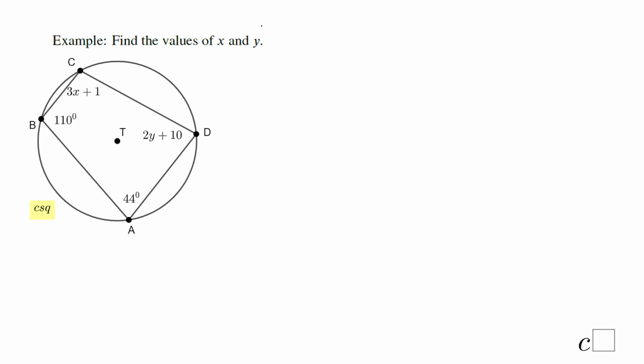The geometry is the measure of angle A plus the measure of angle C is 180 degrees, right? These two angles A and C are supplementary. Why? Because this is an inscribed quadrilateral and the opposite angles are supplementary. So we have 44 plus 3x plus 1 equals 180.